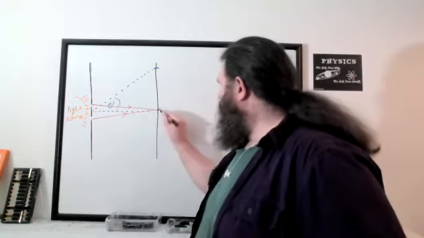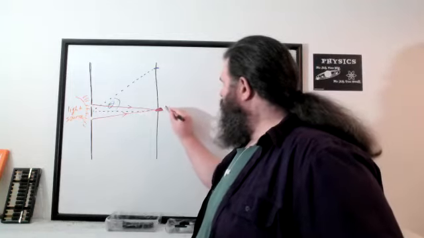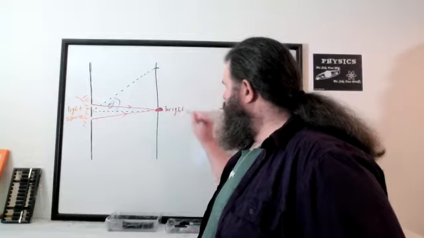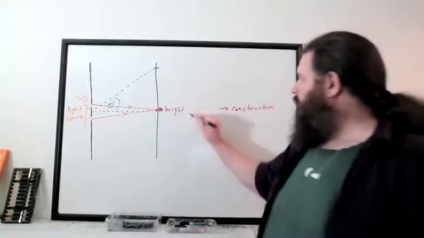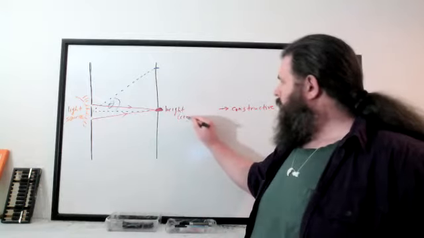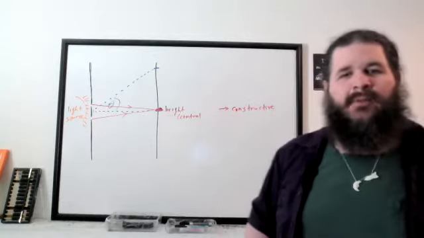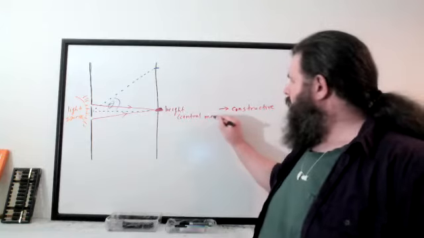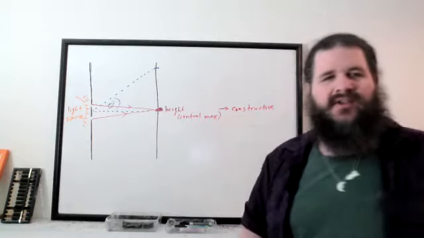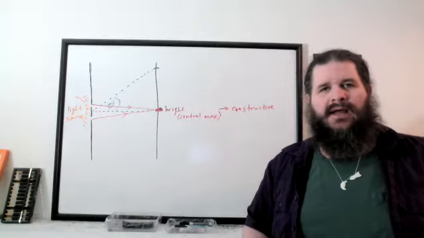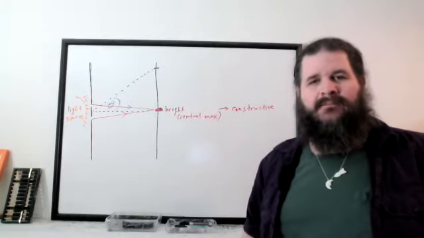This is going to be a bright spot, usually called the central maximum. Central in the sense that it's in the center of the pattern, and maximum in the sense that it's maximum brightness. So that's the central maximum of the pattern of light we're going to see.